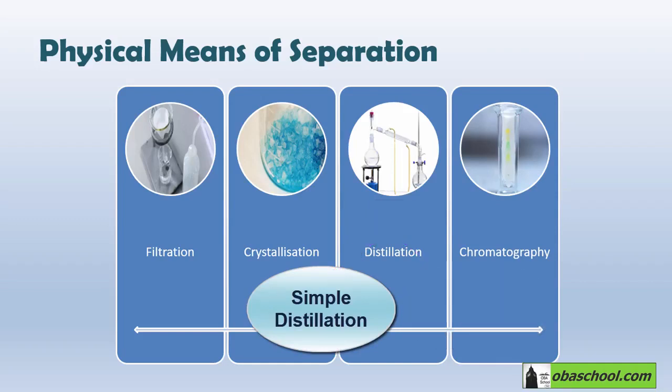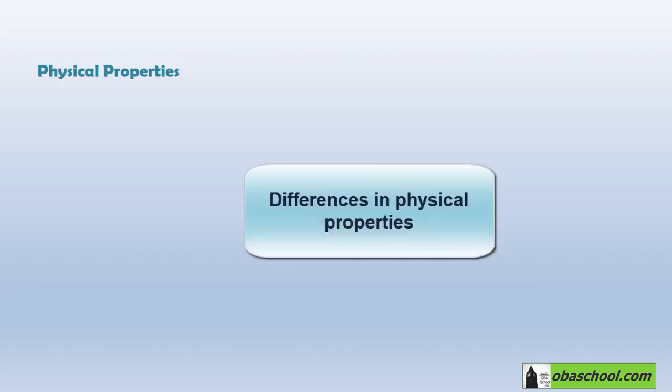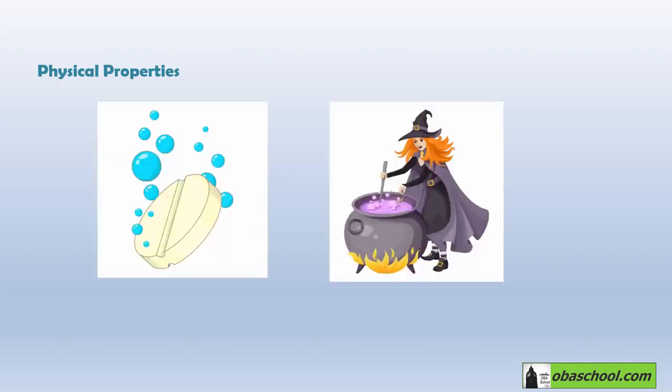So in this section, we will describe in detail the first three techniques, which are filtration, crystallization, and simple distillation, while in the next section, we will discuss the remaining two, which are fractional distillation and chromatography. These separating techniques rely on differences in the physical properties of the substances in a mixture, such as solubilities and boiling points. We will start with the first one, which is filtration.